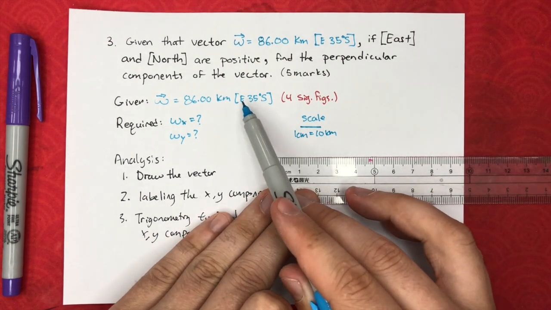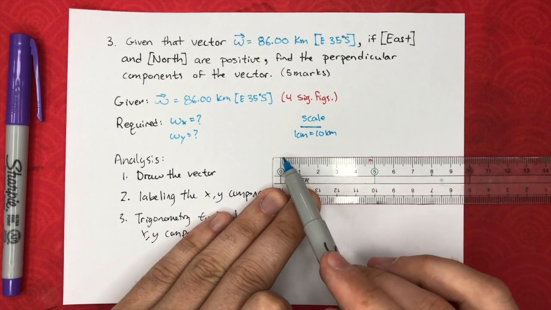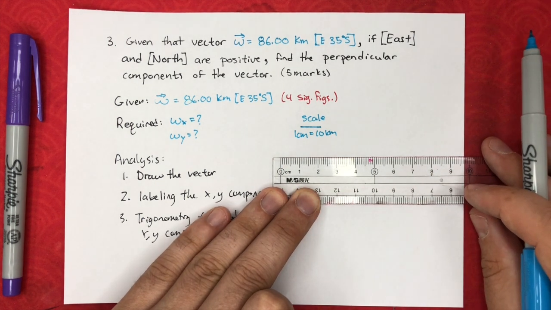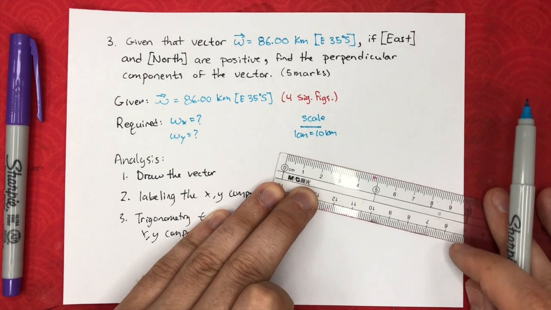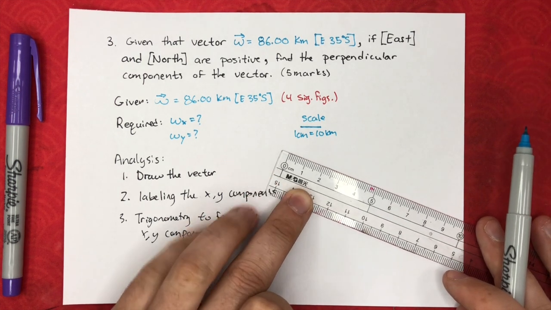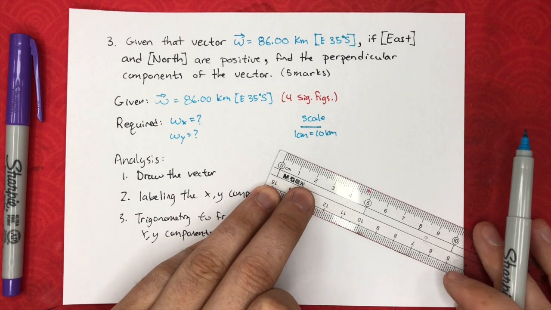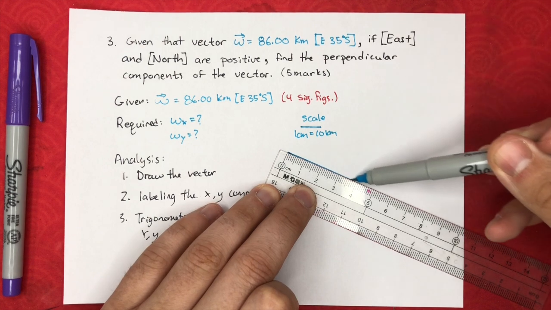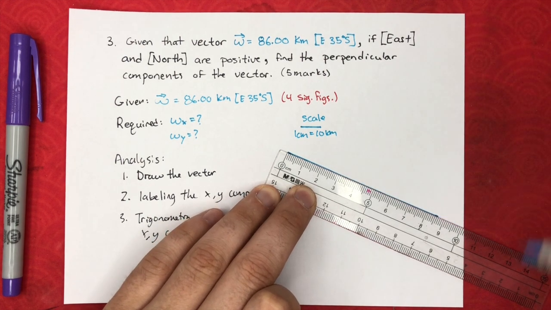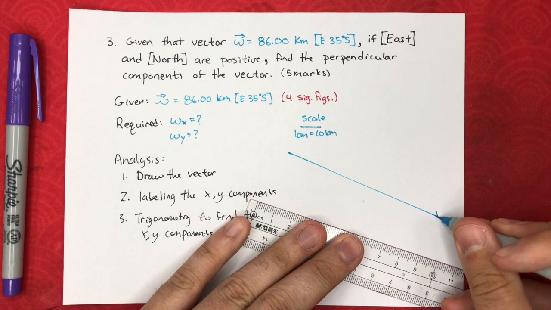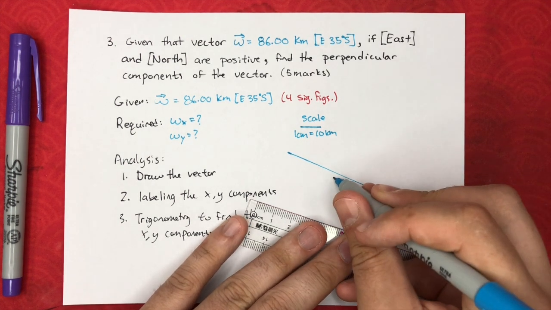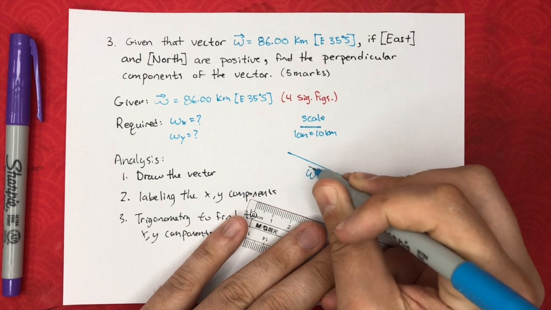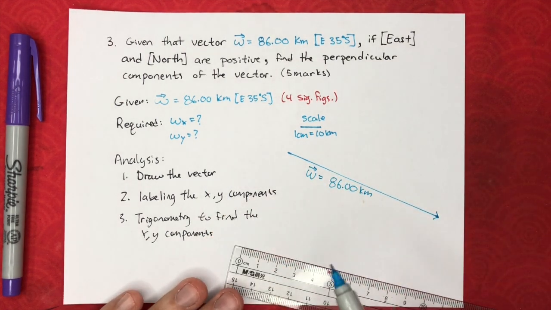Let's take a look at the direction of this vector. It's going to be eastwards, so our vector should be pointing from here towards the east, and it's going to be 35 degrees south. I'm going to do a rough sketch of this, but you should be doing this in PowerPoint or on the computer just to make sure that it looks good. So 1 centimeter is 10 kilometers, so our vector should look like this, 8.6 centimeters long. And the arrow is pointing in that direction. And we can label this as 86.00 kilometers, and this is the vector W. Okay, so we drew the vector.